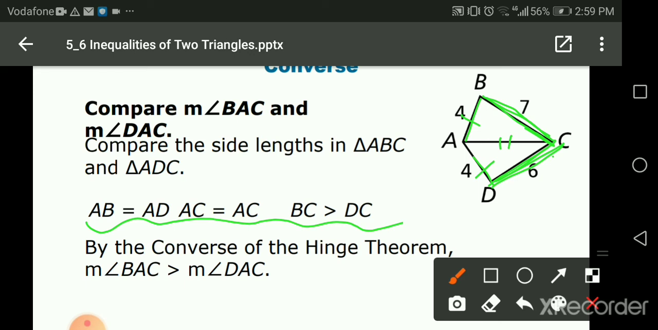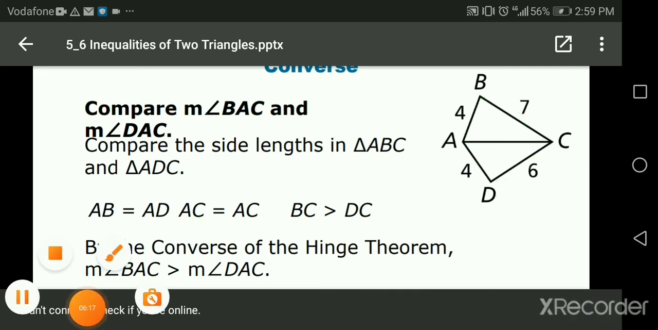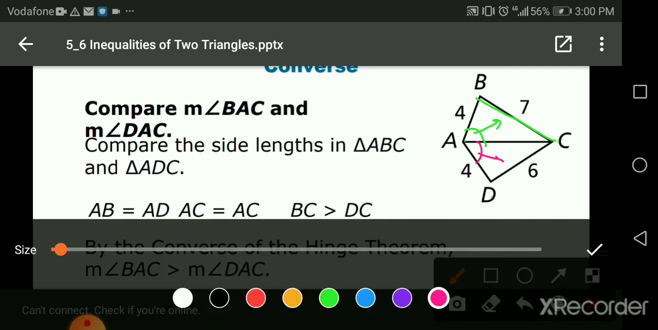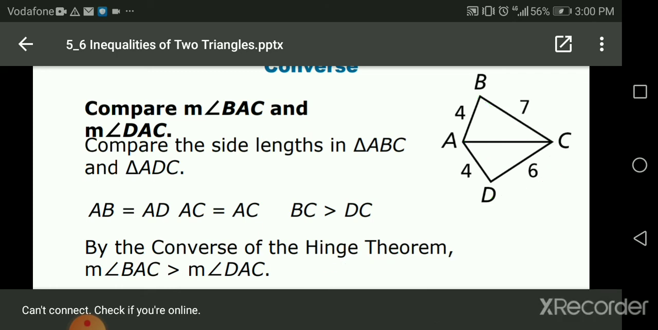That BAC now, BAC, this one, is what, guys? It is greater than DAC, than this one. Why again? Let's see. Because here, as you see, angle BAC is opposite to the longer segment, and angle DAC, this angle, is opposite to the smaller segment. So this angle will be greater, and this is by the Hinge theorem.